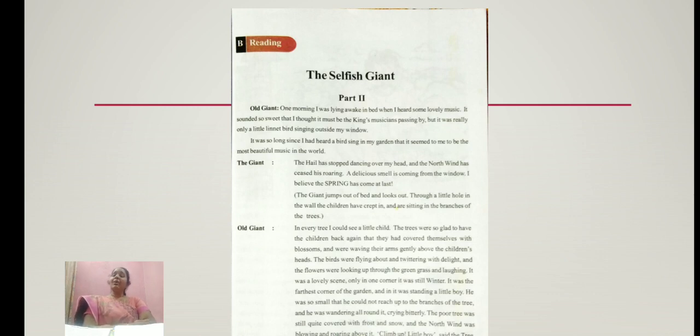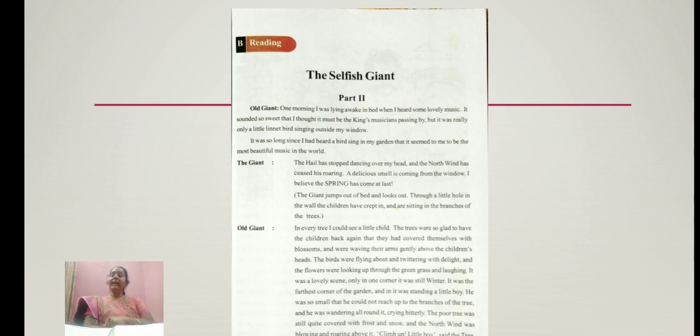It was so long since I had heard a bird sing in my garden that it seemed to me to be the most beautiful music in the world. So he heard some nice music. It seemed that it was the most beautiful music in the world. Okay, next, the giant. Keep in mind, children, that the old giant is a selfish character. The giant is a kind character. Keep that in mind also.